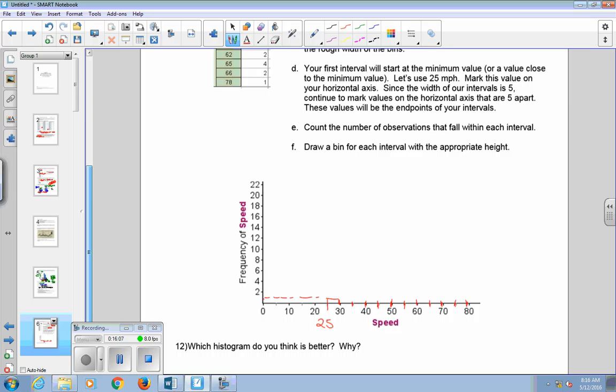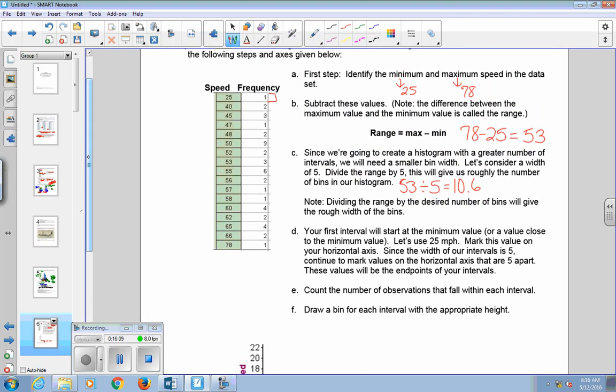Then I'm going to go back up. We've got 30 to 35, 35 to 40, and 40 wouldn't be included because it's the right-hand side. But then 40 to 45, we're going to have 2 coasters. And I'm going to keep marking these while we're here at the table. Our next bin is going to go 45 up to 50. So we're going to have a total of 6 coasters in that bin.